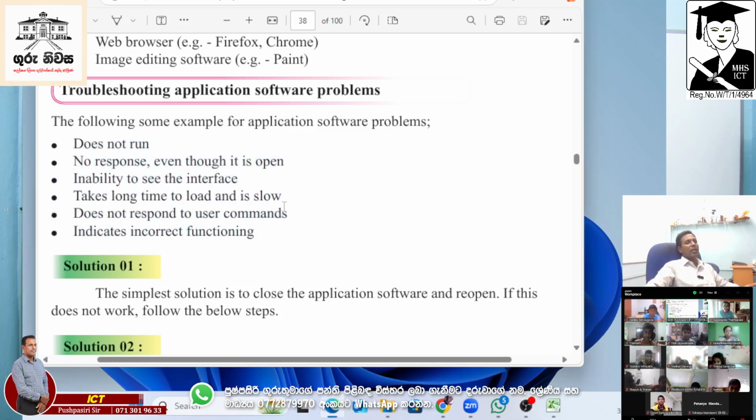Right, so here you got the troubleshooting application software, about the problem, what happens. So the solution is, so we'll write down the solution, right? Subheading called solution. The first point: restart the software. Restart the software. So that is the most relevant software problem.